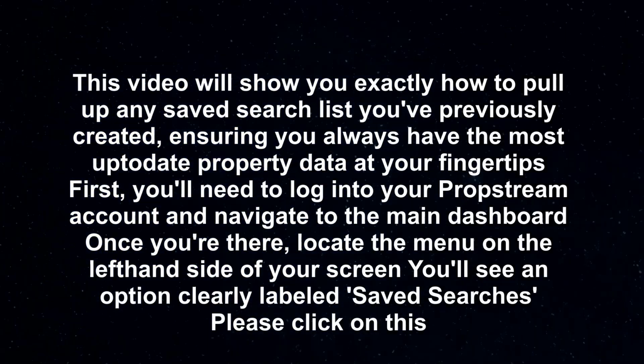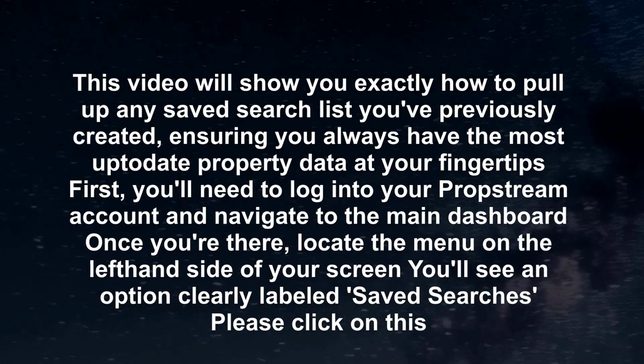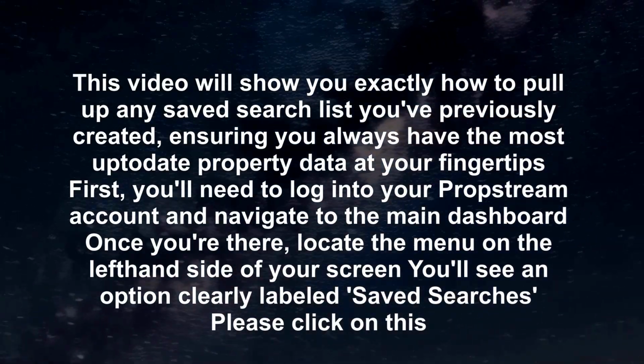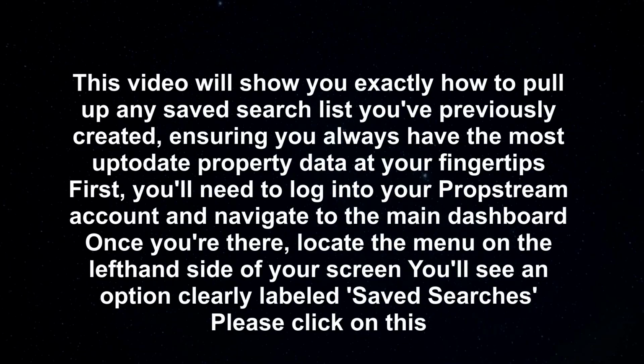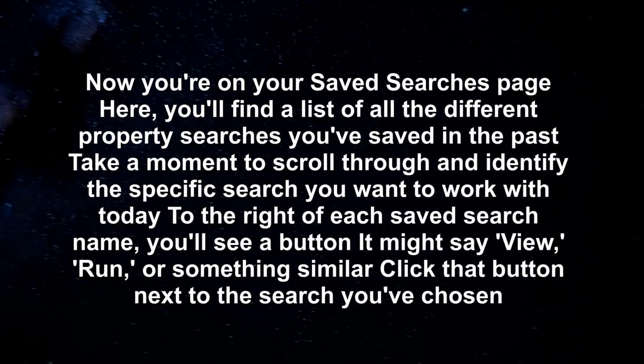First, you'll need to log into your PropStream account and navigate to the main dashboard. Once you're there, locate the menu on the left-hand side of your screen. You'll see an option clearly labeled Saved Searches. Please click on this. Now you're on your Saved Searches page.